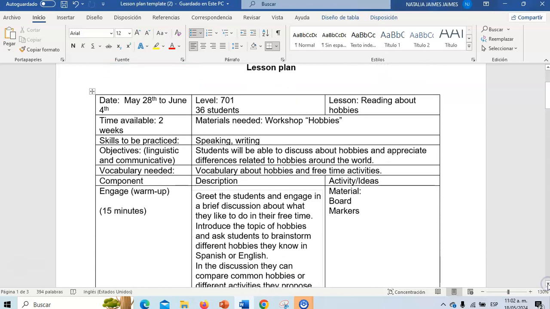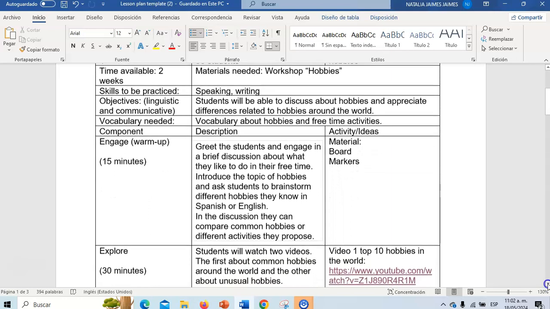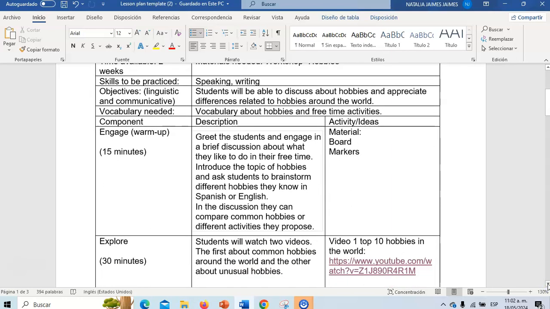Well, this general lesson plan starts with an engagement activity. This will be developed in 15 minutes. The main idea here is that the first part is to greet the students and engage in a brief discussion about what they like to do in their free time as an idea to introduce the topic. They can speak in Spanish if they want. They can speak in English if they know the name of the hobby in English. They are free to do it.